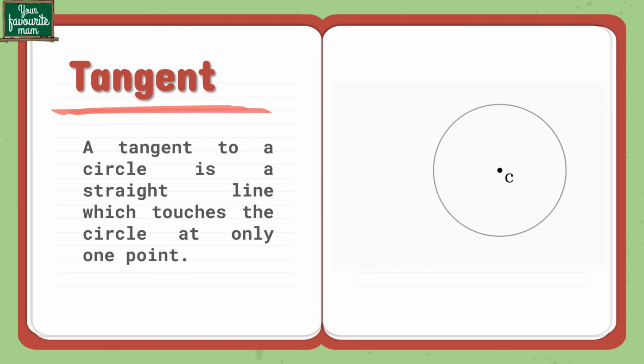Next is tangent. A tangent to a circle is the straight line which touches the circle at only one point, and that point is called the point of tangency or the tangency point. Also, the radius from the center of the circle to the point of tangency is perpendicular to the tangent line.